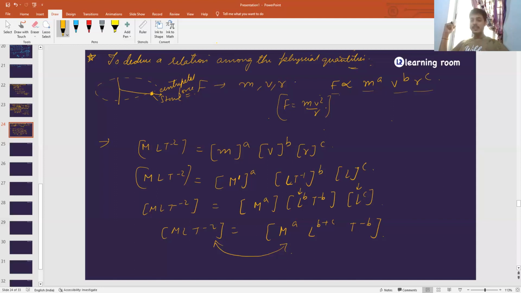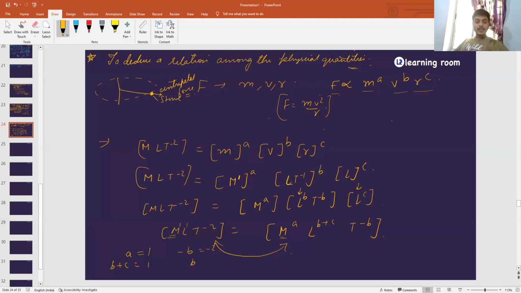Everyone? Right? Good. So from here, what we see is that m should have the power of this m only. In order to get the same units on the left-hand side and the right-hand side, A should be equated with 1, because here the power of mass is 1 only. B plus C should be equated with 1 because length has power 1 here. And minus B from the time should be equated with minus 2.